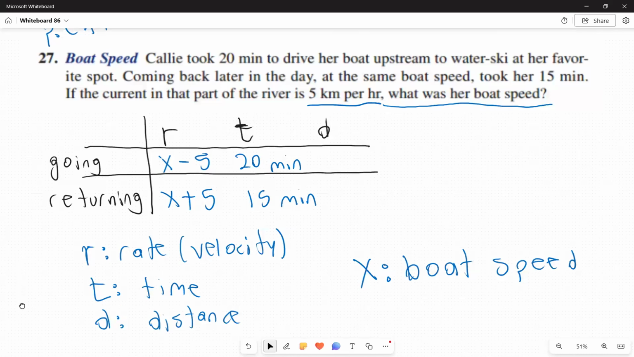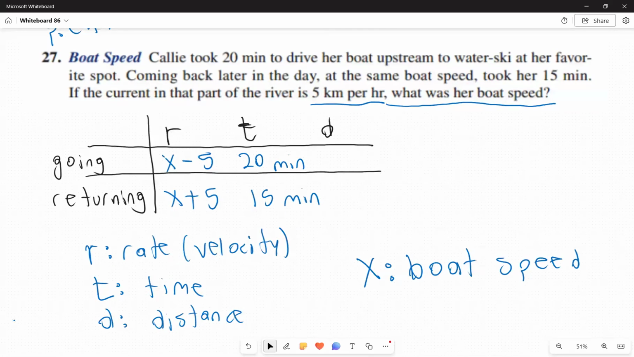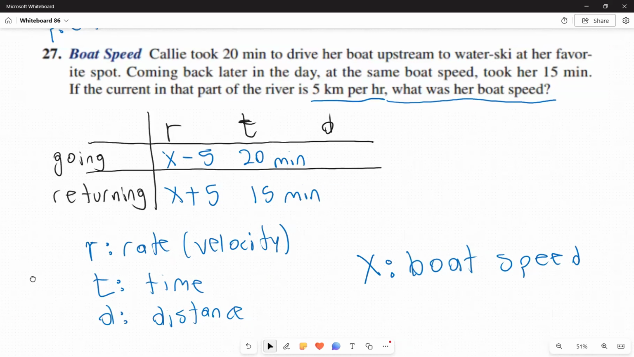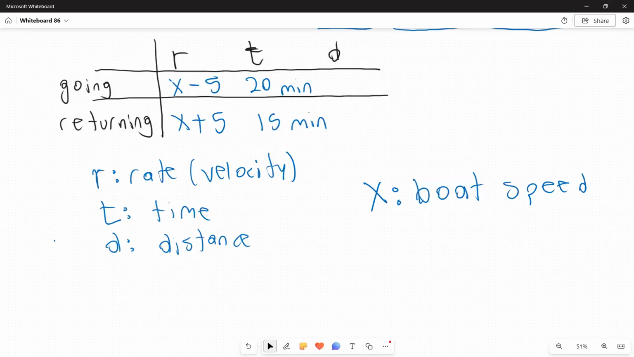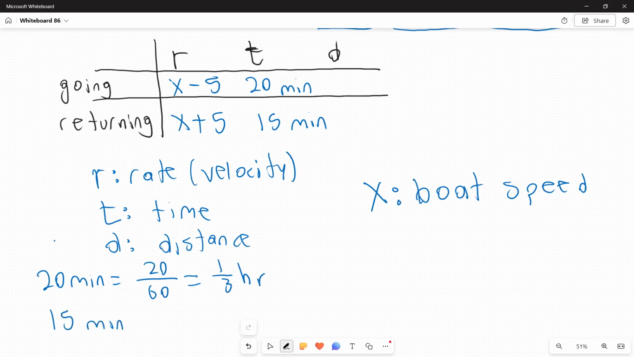Now, there's one more thing. The rate is in kilometers per hour, but the time is in minutes. So we need to have everything in hours. We know that 20 minutes is 20 over 60, that is 20 minutes over 60 minutes, or one third of an hour. And 15 minutes is a quarter hour.